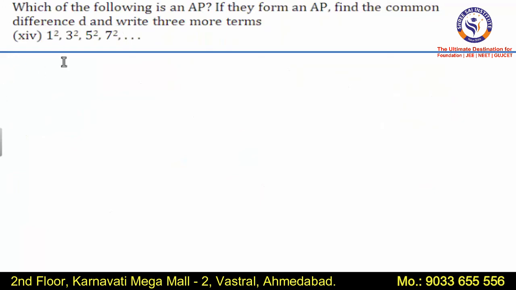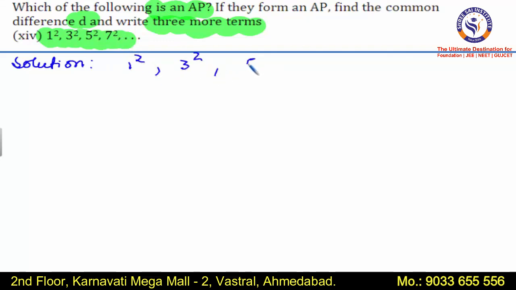This question says to check if the given list of numbers is an AP, and if they form an AP, find the common difference d and 3 more terms. Beginning with the solution, the given list of numbers is 1 square, 3 square, 5 square, 7 square, and so on. Let us denote each term of the given list of numbers by A1, A2, A3, A4, and so on.